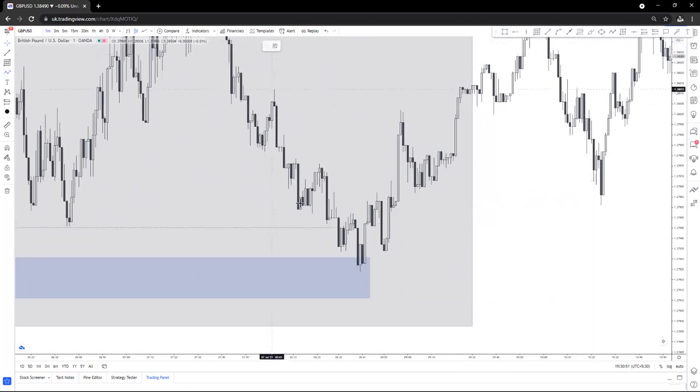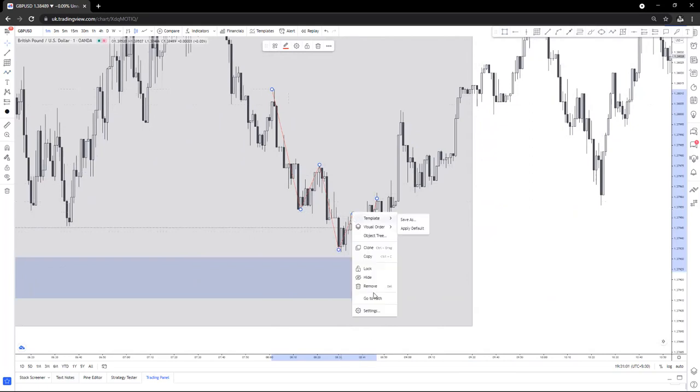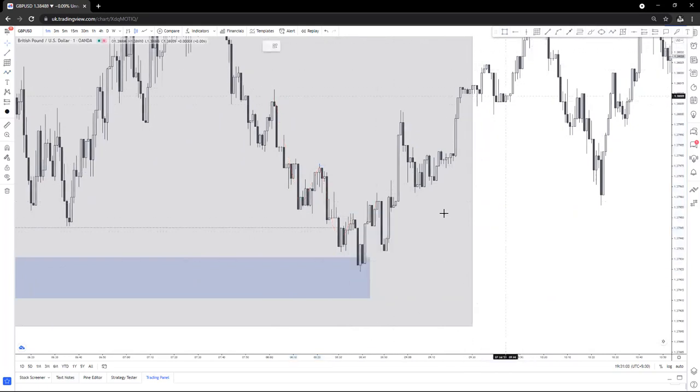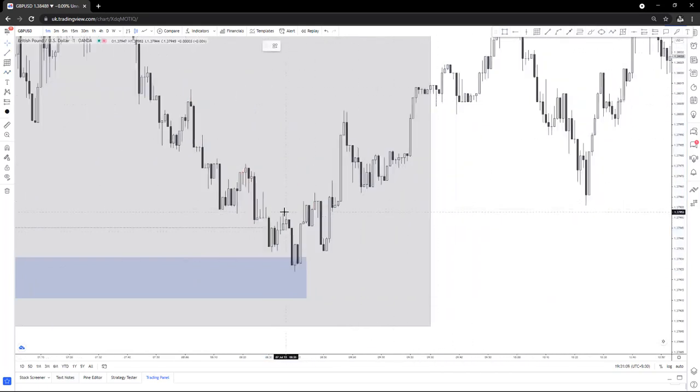Lower lows, lower highs, lower lows, lower highs, lower lows, break of structure. Price broke structure right here. And then I told you, if it takes out liquidity and if it breaks structure, it's a strong low. You see that? Then price mitigated this. Now there is order flow.